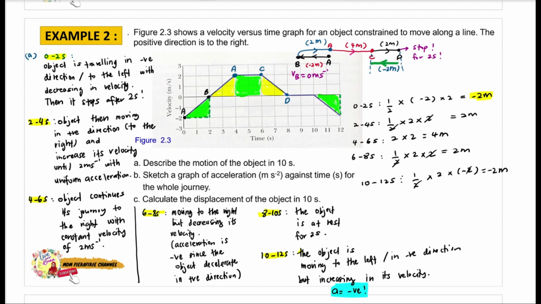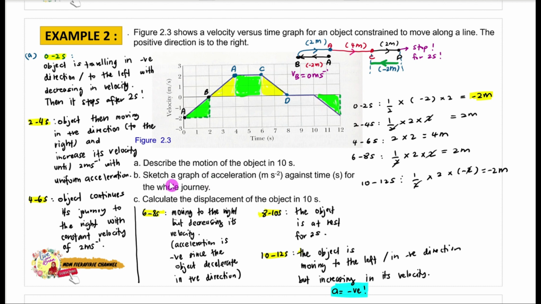Nilai A negatif bukan sebab objek itu decelerate. For this case, the object is accelerating and the value of the velocity is increasing. Tapi disebabkan objek itu moving in negative direction, so nilai acceleration dia akan jadi negatif. Jadi you jangan hafal sentiasa A itu negatif sebab dia decelerate. Bukan. Dalam kes ini dia accelerate, dia bertambah dia punya V ni from 0, 1, 2. Boleh? Alright. So finish A and then B.